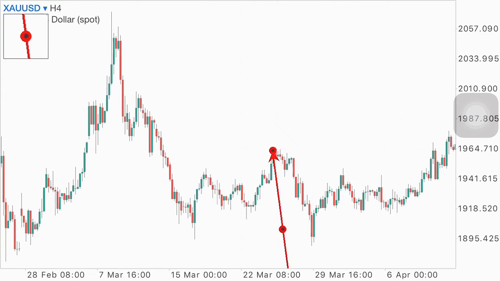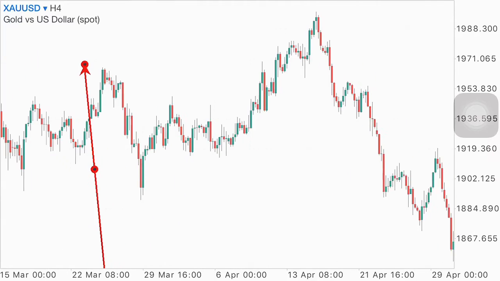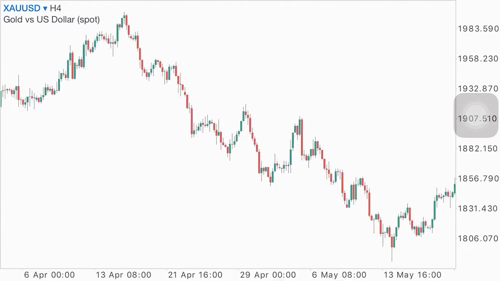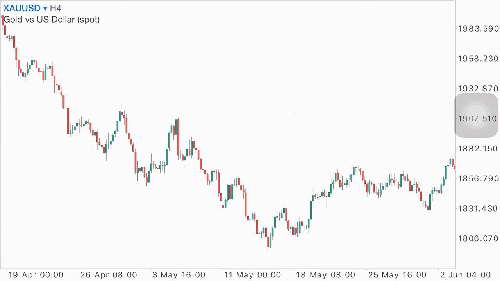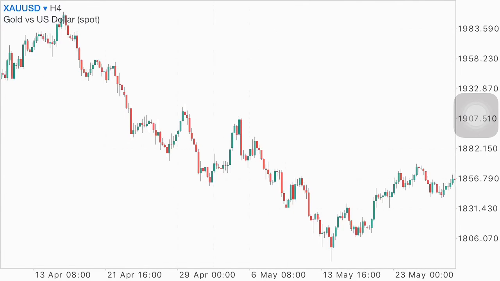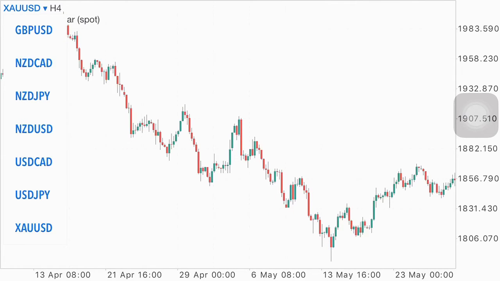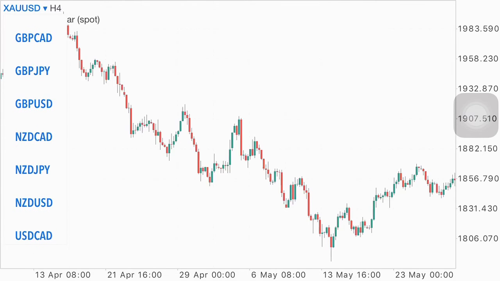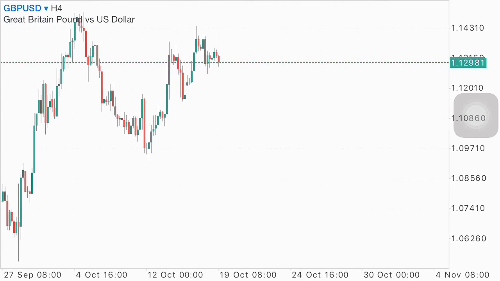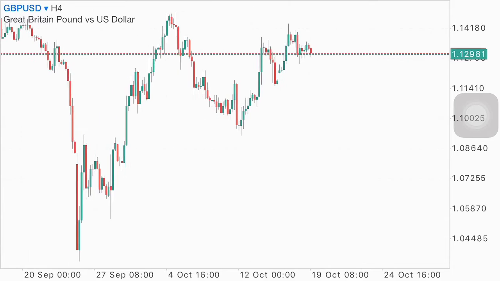As time goes on, we keep marking our zones, guys. We probably mark until the end. And then let's go on another pair, guys, and check if we can get similar moves. Probably GBPUSD. So you can see GBPUSD is here, guys.